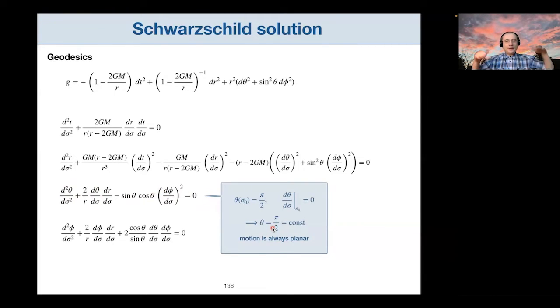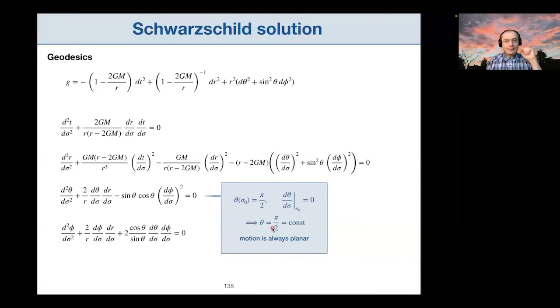What does it mean? It means that if the body is initially at the z equals 0 plane, and the velocity is also tangent to this plane, this will remain forever, and the motion of this body will always remain planar. It will always remain at the z equals 0 plane.